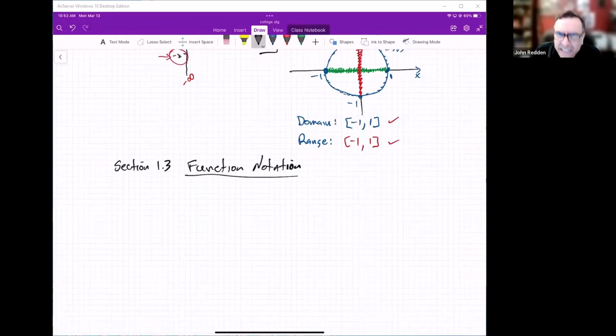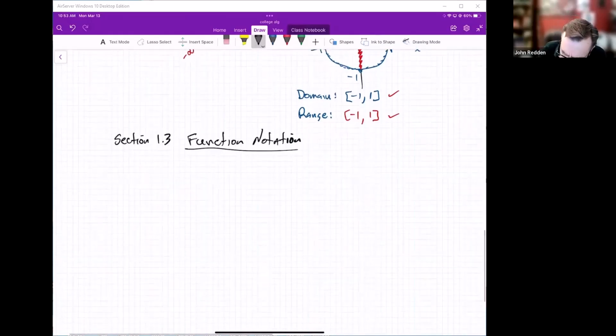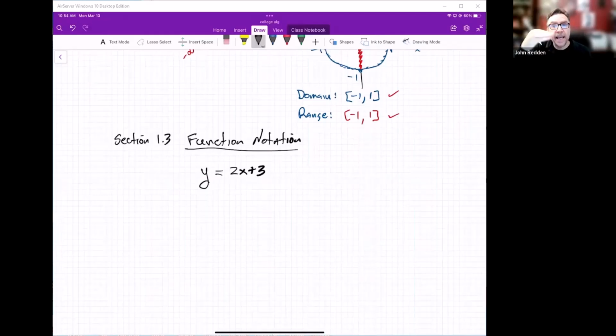Now, in the past in algebra, we were always looking at y. Let's say we have a linear equation, y equals 2x plus 3. That should look familiar from your algebra class. In this class, we're going to use function notation. As you move up in math, you start using different notations. So instead of saying y, we're going to say f of x equals 2x plus 3. These two things give the same information.